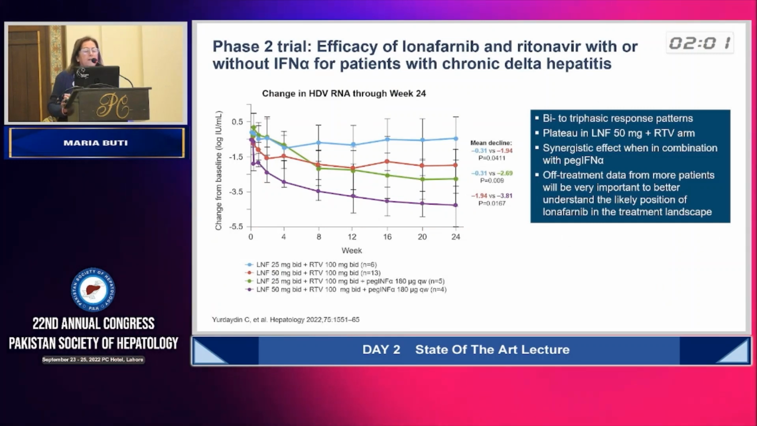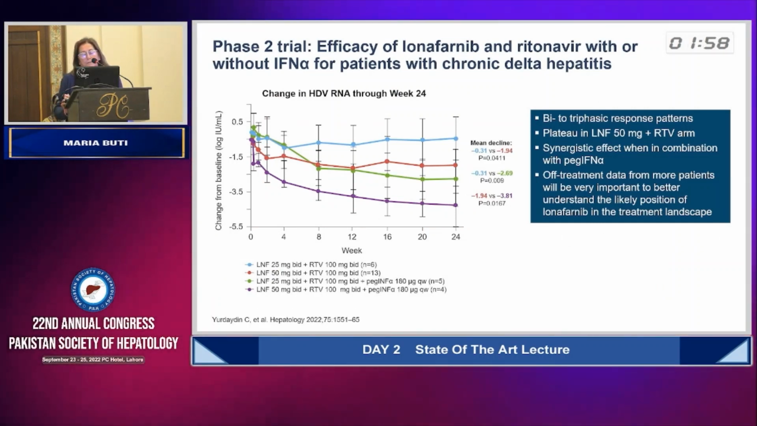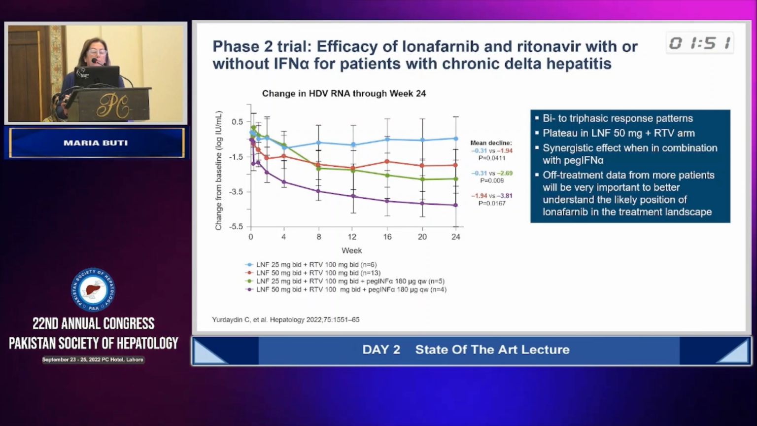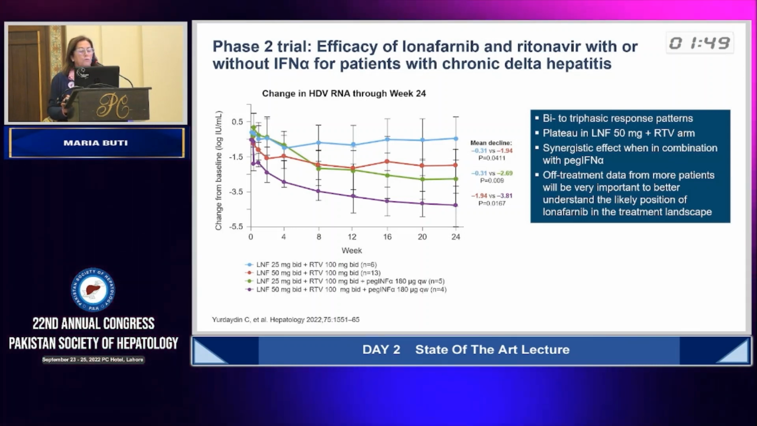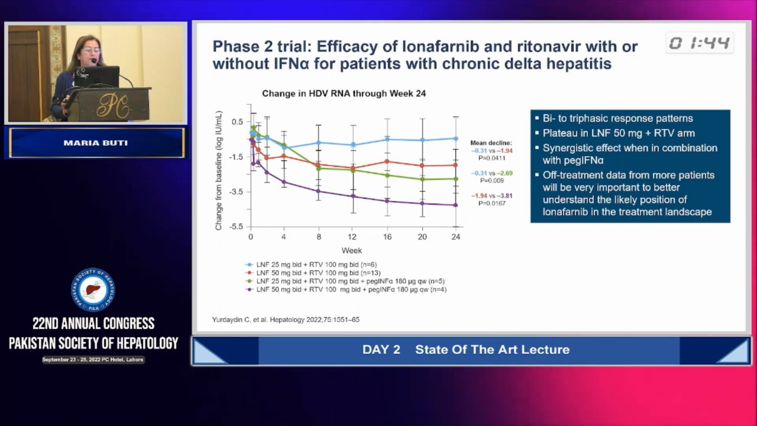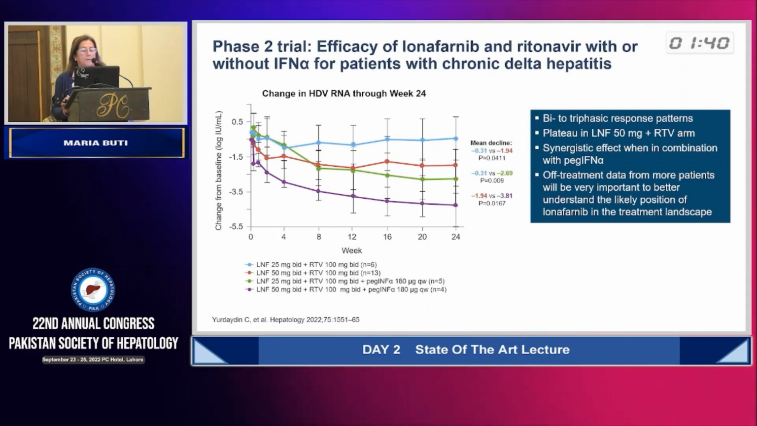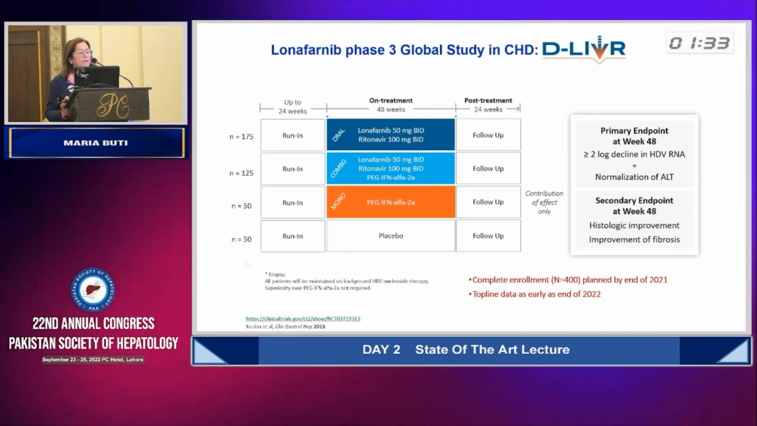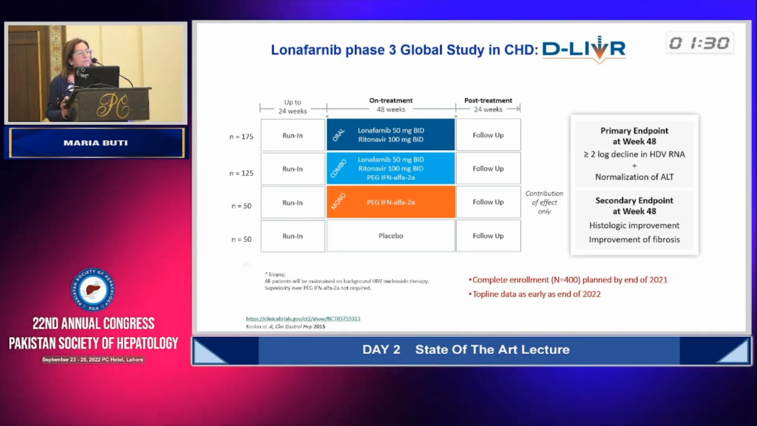These are the results, the phase 2 study design, showing decline in the level of viremia, particularly in those that are taking the dose of 25 milligrams of lonafernib plus ritonavir with PEG interferon. This is the ongoing study, also a large study, including more than 400 patients with hepatitis delta, a global study.